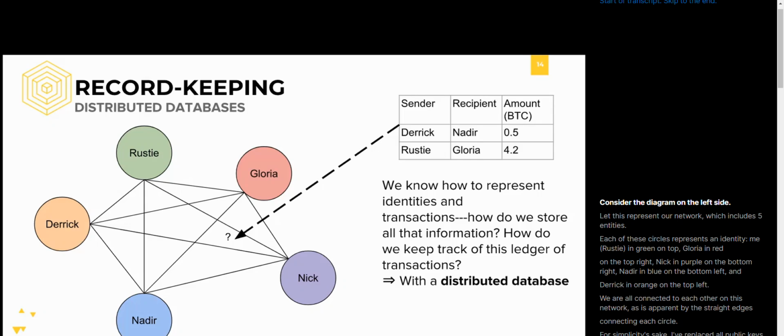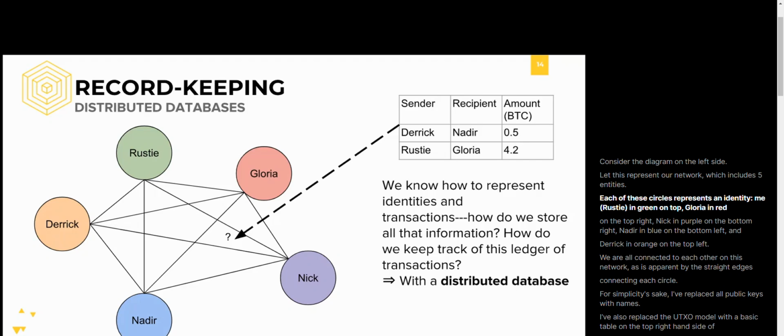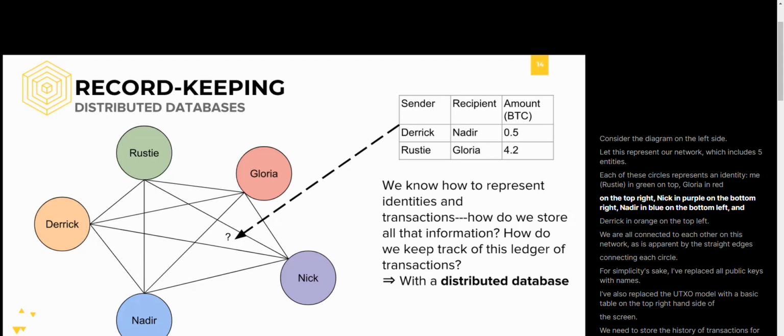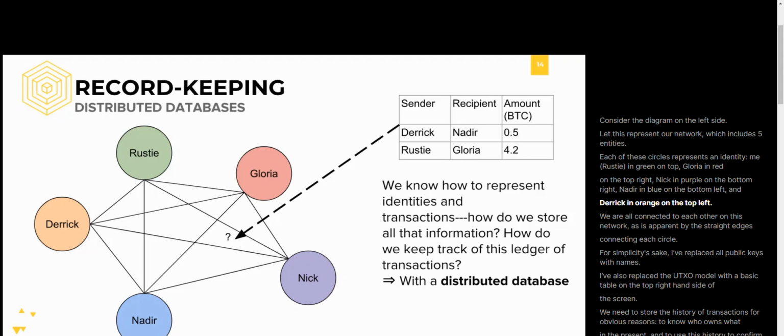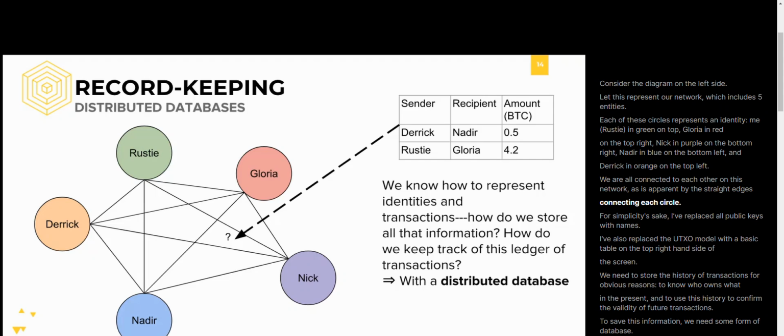Consider the diagram on the left side. Let this represent our network, which includes 5 entities. Each of these circles represents an identity. Me, Rustie, in green on top, Gloria in red on the top right, Nick in purple on the bottom right, Nadir in blue on the bottom left, and Derrick in orange on the top left. We are all connected to one another on this network, as is apparent by the straight edges connecting each circle.